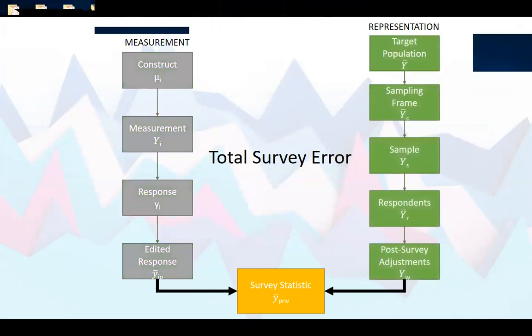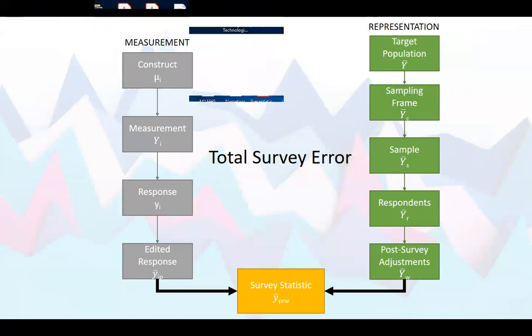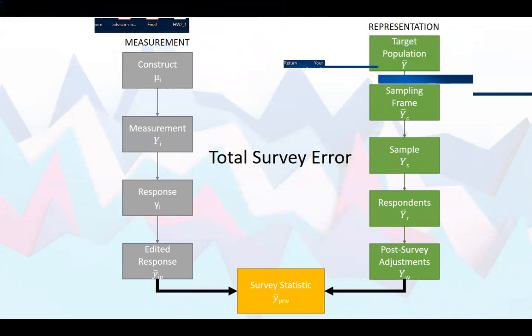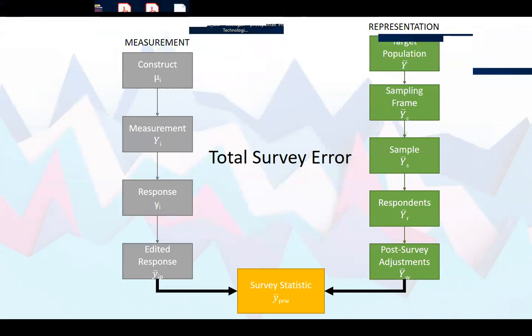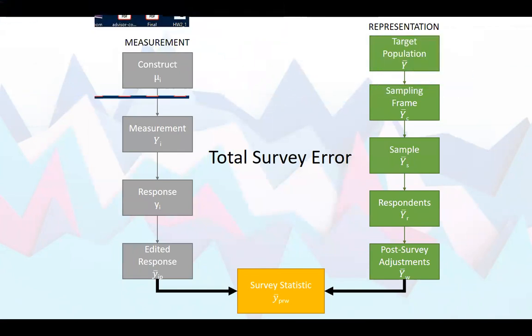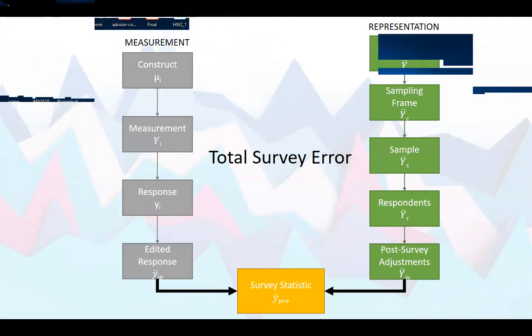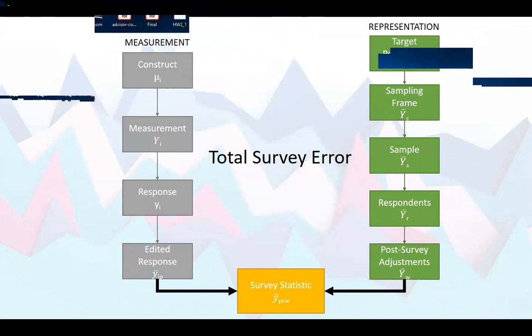is the representation side. If we were doing a census, we would ignore this side. All we would care about in a census is making sure that those individual measurements from each respondent are captured well. But since we can't do a census in most cases and we're doing a survey as an alternative, we also have to consider this other major source of error. So that's the representation error.